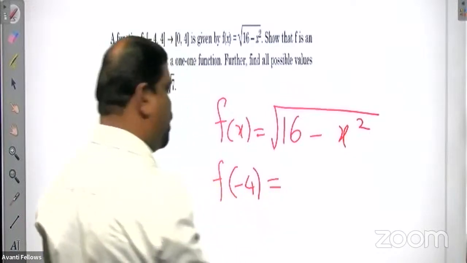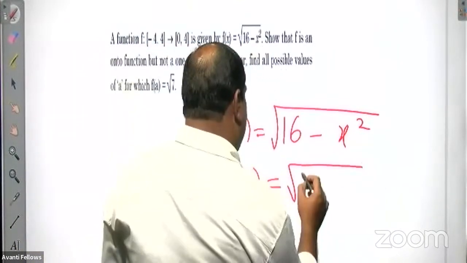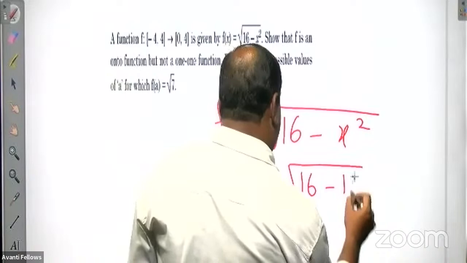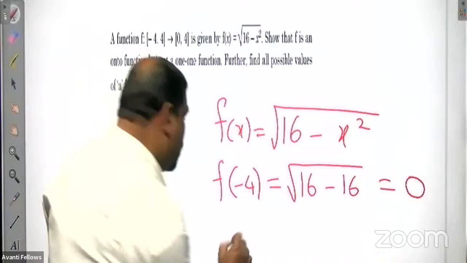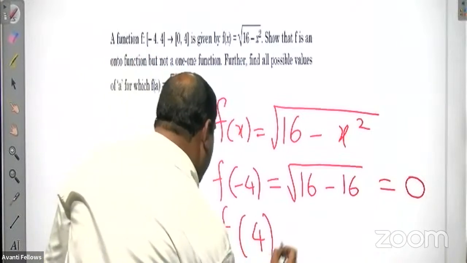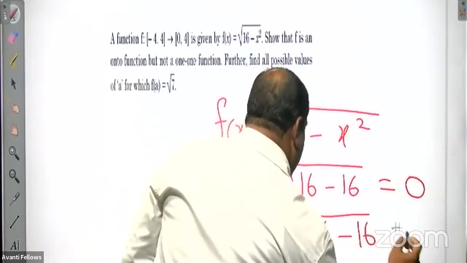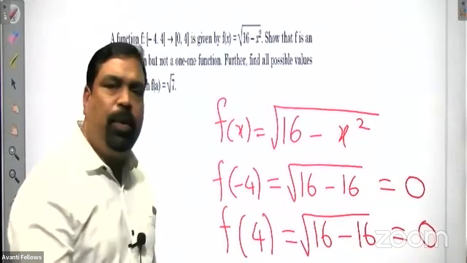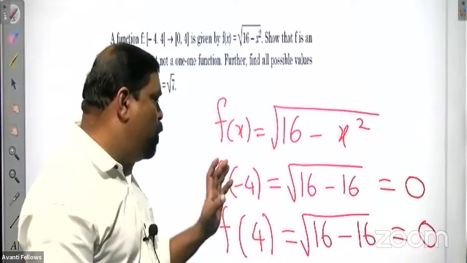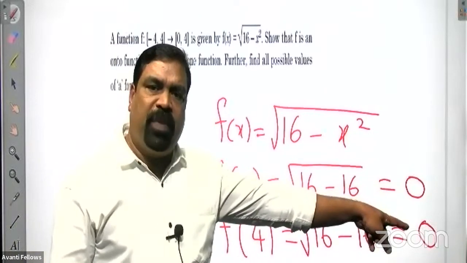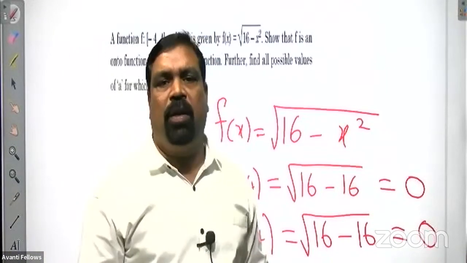Let us find the image of -4. What is f of -4? It is root of 16 minus 16, that is equal to 0, isn't it? Now what is f of 4? F of 4 is root of 16 minus 4 square, root of 16 minus 16, and that is again equal to 0. That indicates what? -4 and +4 both have the same image. Means two different elements have the same image. That means it is not a 1-1 function.